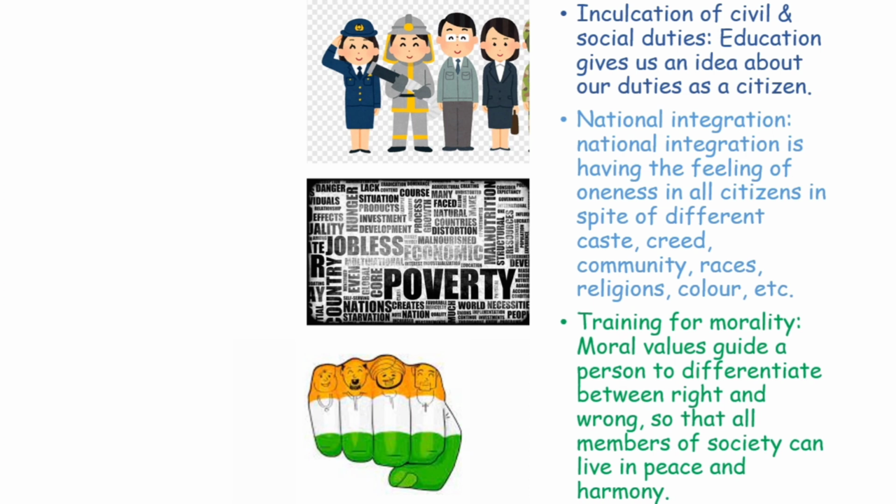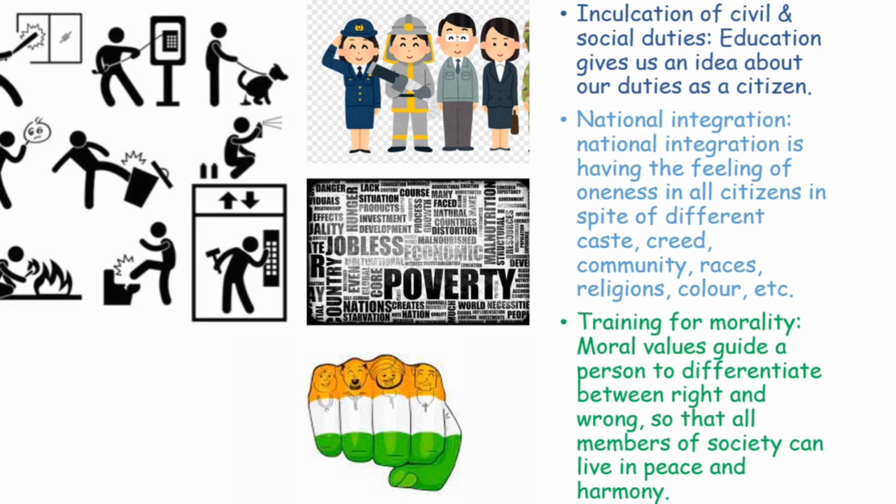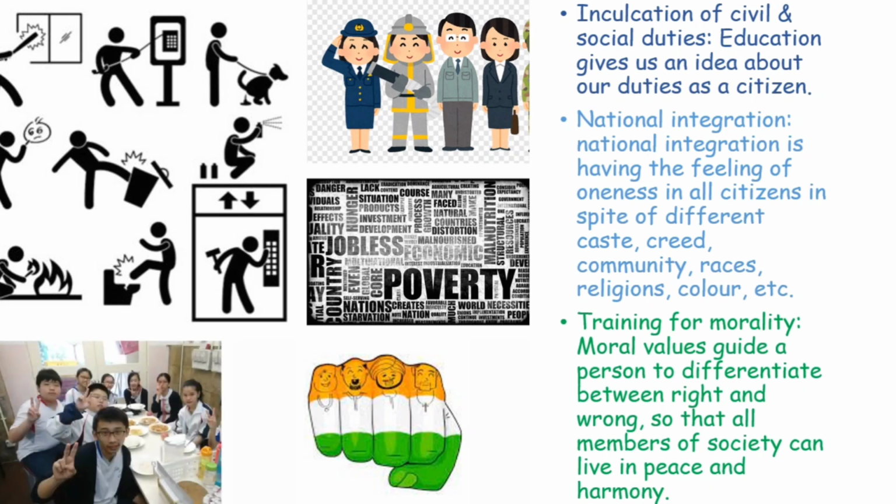Next is training for morality. Moral values guide a person to differentiate between right and wrong, so that all members of society can live in peace and harmony. If people have no sense of right and wrong, then they will engage in antisocial activities, and that will disturb the national peace and harmony. We have already seen in the philosophies that education provides moral values to the child. Thus, the child is trained for morality from his educative level, which helps to lead not only his individual life but also his national life successfully. Friends, if you have not watched my videos on different philosophies, then please watch those, it will be more clear to you.